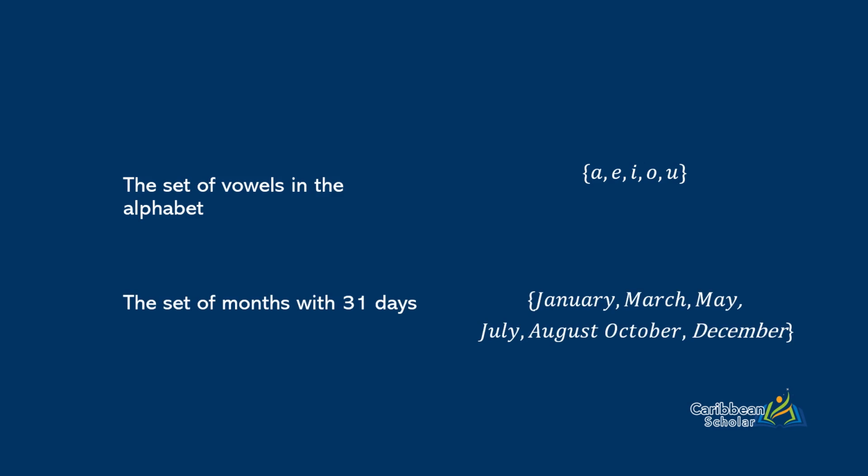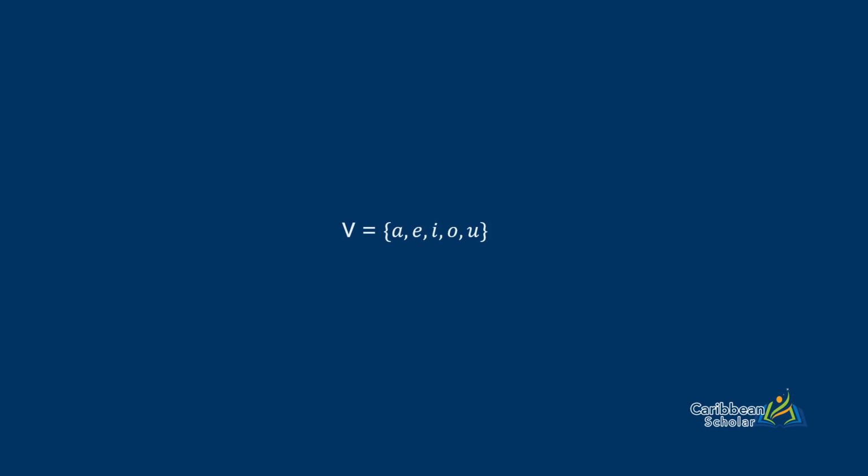The same goes for if we wanted to write a set containing all the months with 31 days. When we name a set, we usually give it a capital letter. So here I call the set of vowels capital V, but you could have just as easily used any other letter. For example, if you wanted, you could have called this the set capital A. Let's see some examples.